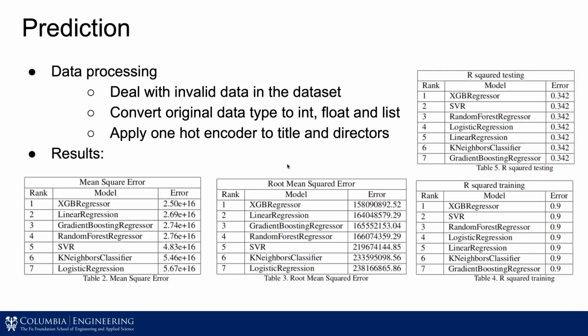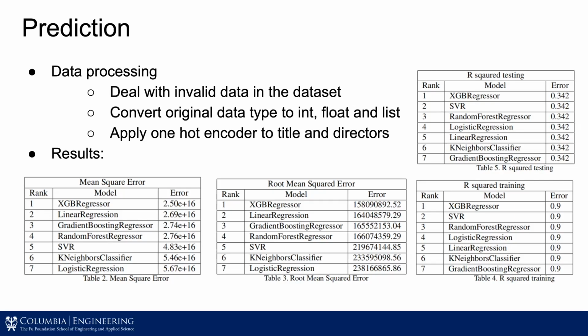And here's our prediction. First, we do the data processing. We deal with invalid data in the dataset, which means we remove all the invalid data like the outliers and some null data. And then we convert the original data type to int, float, and list because the model only accepts numbers. And we apply one hot encoder to title and directors. By applying the encoder, we transfer the strings from title and directors to numbers. And by doing the encoding, we have expanded the features of each movie. For each movie, we finally got about 3,000 features.